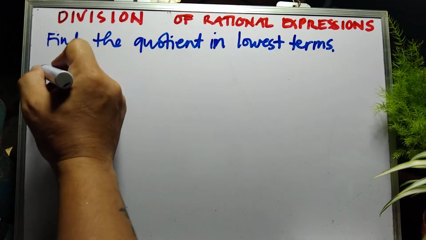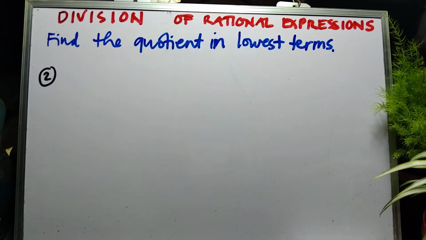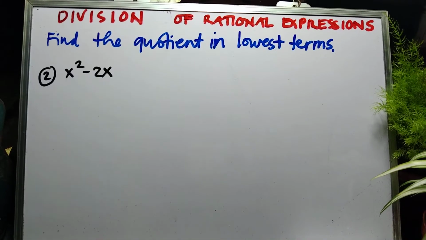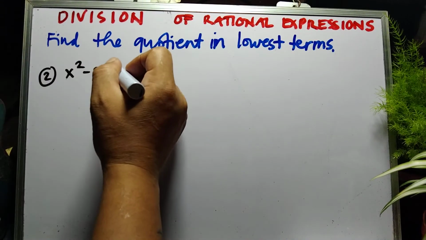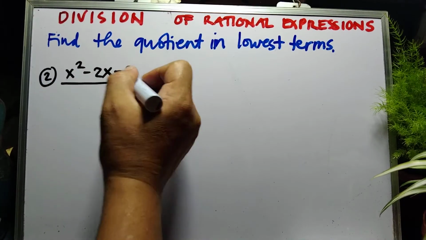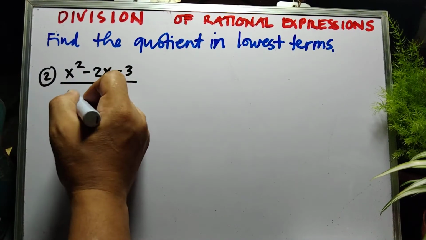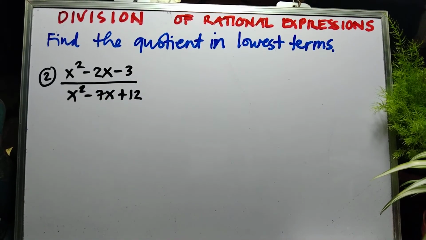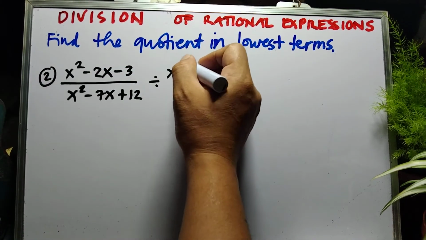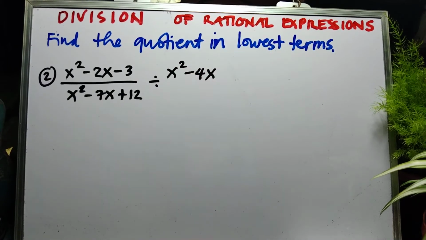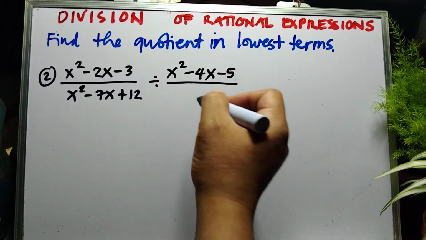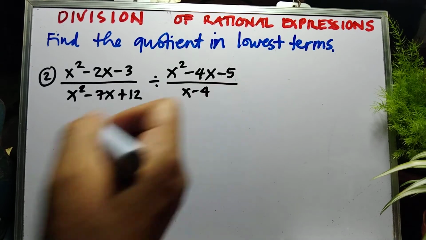So, example number 2. You have x squared minus 2x minus 3 divided by x squared minus 7x plus 12 divided by x squared minus 4x minus 5 all over x minus 4.